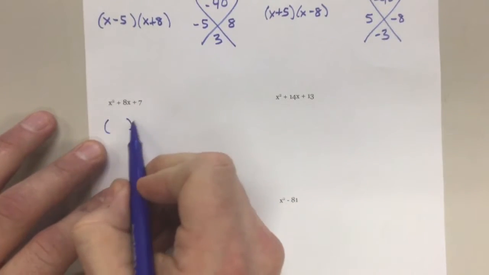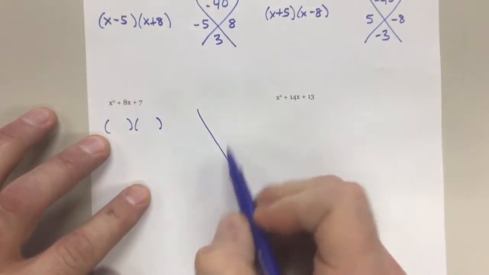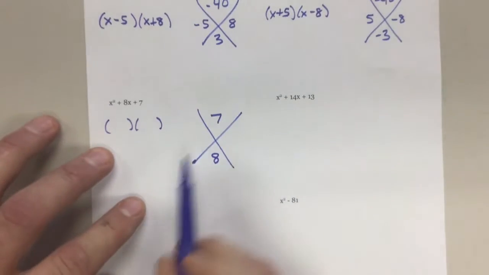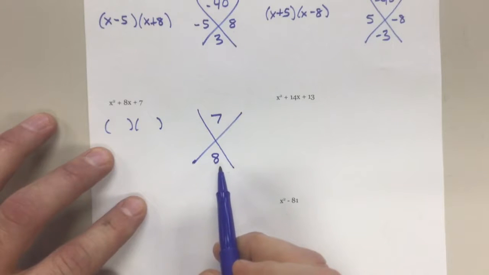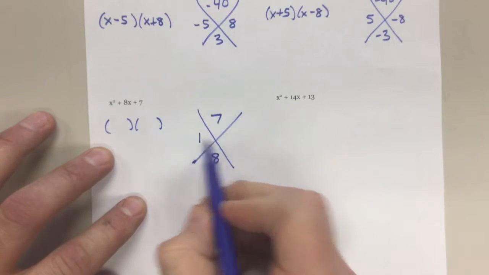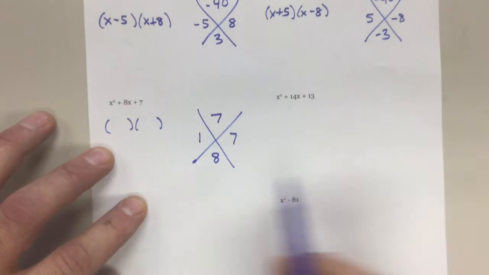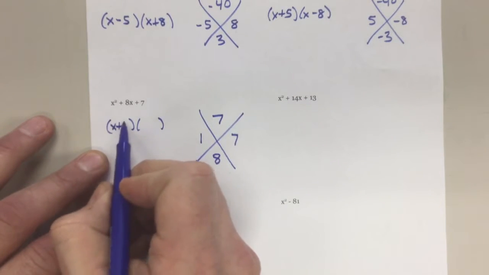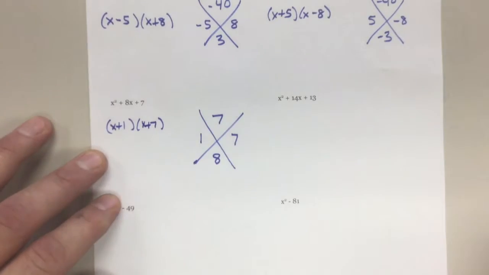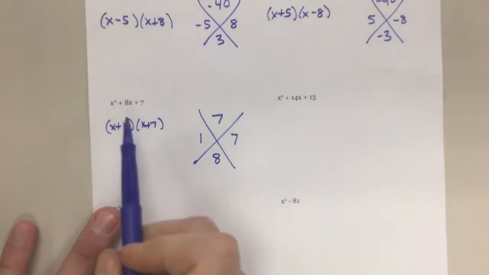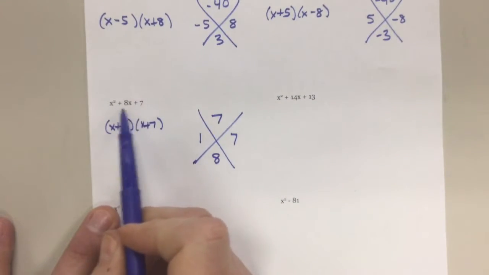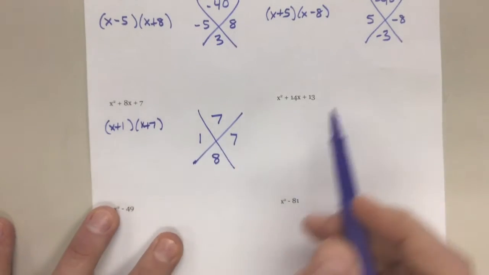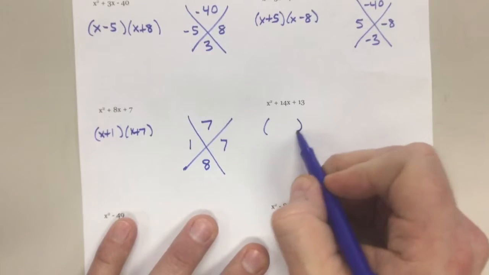For this example, I want to show you two of these. Top number is 7, bottom number is 8. So it's two numbers that multiply to be 7, but add to be 8. So of course, 1 and 7 work well here. 1 times 7 is 7, 1 plus 7 is 8. So it's x plus 1, x plus 7. Whenever the middle number is 1 more than the last number, this is what's going to end up happening, is 7 and 1.